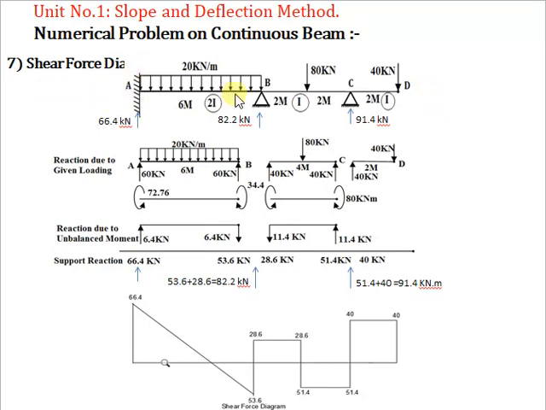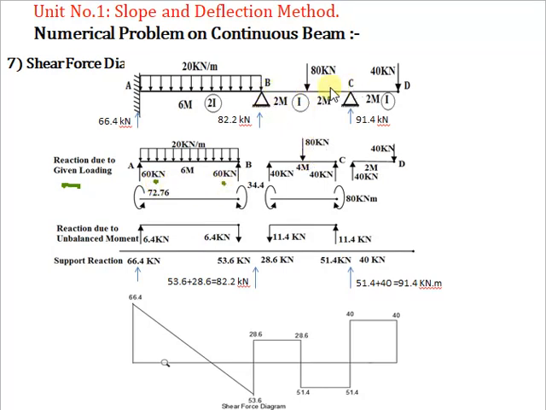Next is shear force calculation. So this one is our loading diagram. Now let's first consider the reaction due to loading. So 20 kilonewton per meter UDL into 6, we will get the point load, divided by 2 we will get 60 kilonewton reaction at each end of the span.